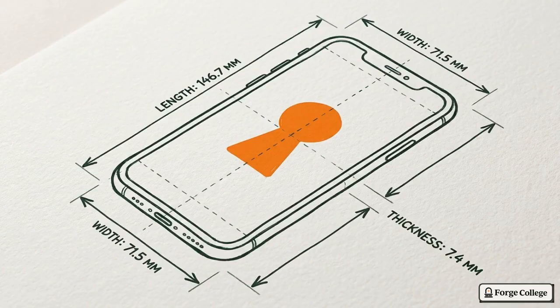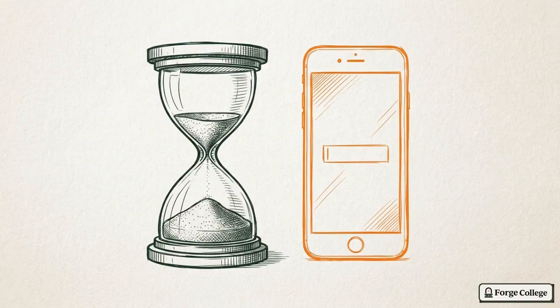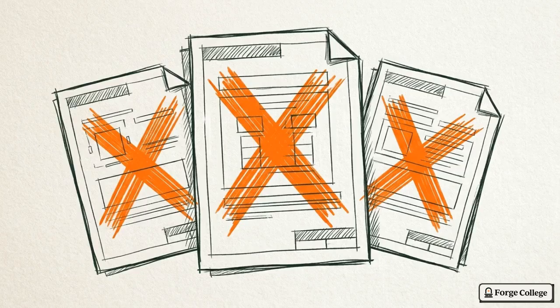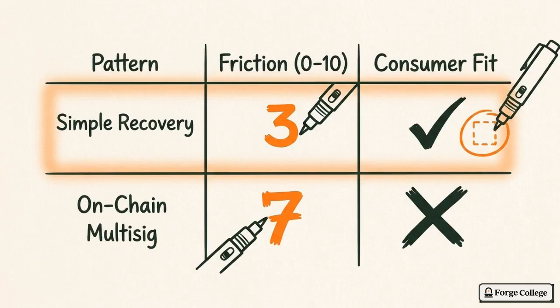Let's put this metadata to work against a real-world scenario. Imagine you are tasked with building a consumer mobile wallet. The constraints here are ruthless. Your users have zero patience, require very low cognitive load, and need to execute fast daily transactions without signing multiple prompts. This matrix shows how we evaluate candidate patterns.